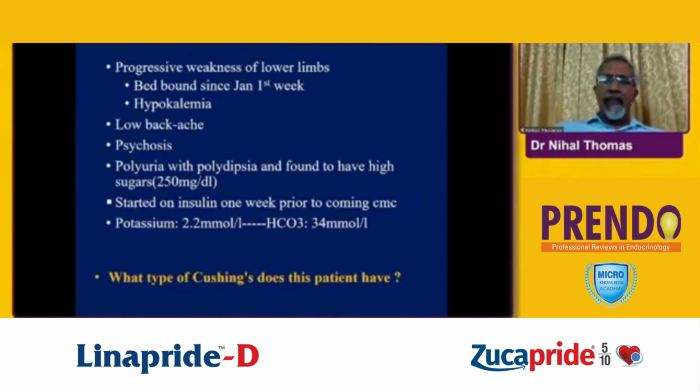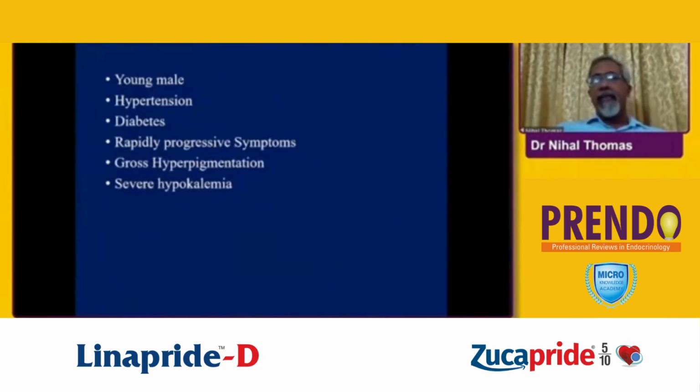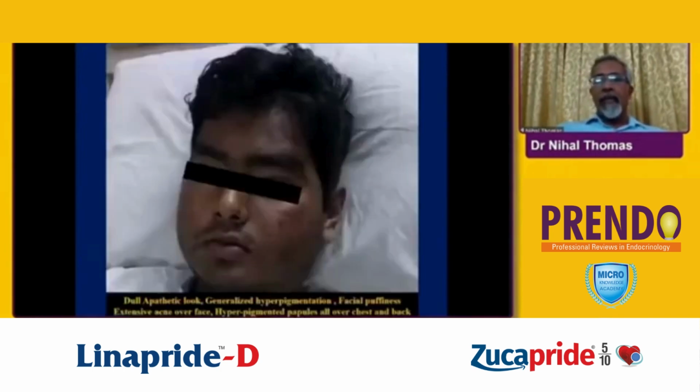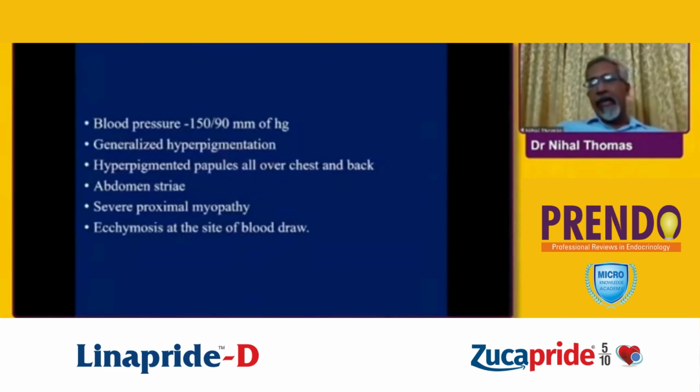So the first question that one would ask is, what is the type of Cushing's that this patient has? This is a young male with hypertension, diabetes, rapidly progressive symptoms, and gross hyperpigmentation with severe hypokalemia. Therefore, this constellation of severe hypokalemia and very rapid progression of symptoms in a young male would make us think of an ectopic ACTH producing Cushing's. This is his appearance, dull, apathetic, with generalized pigmentation, and his blood pressure when he came to us was just borderline.